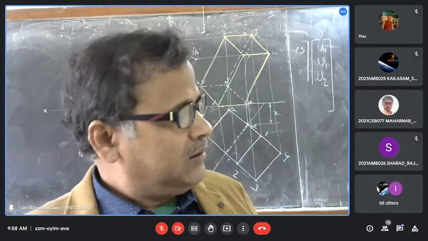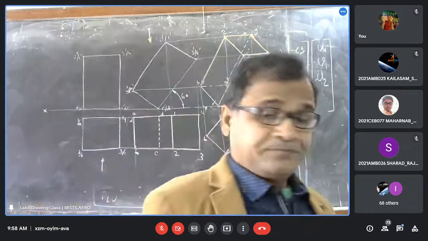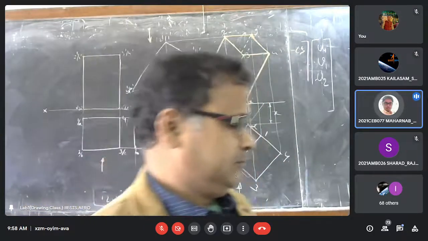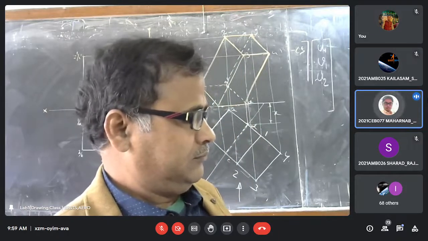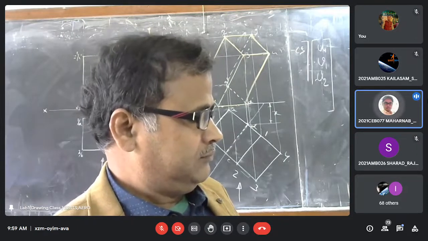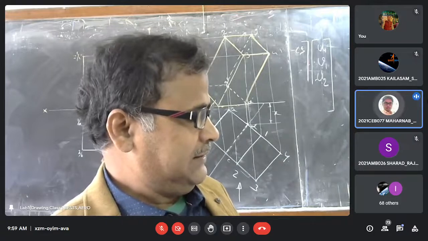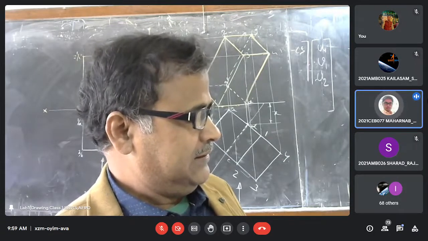Okay. Now, anybody can tell problem 3? A tetrahedron, length of edges 50 millimeter, rests on the horizontal plane with one of its faces, one of its edges making an angle of 30 degree with the vertical plane. Draw the plan and elevation of the solid when the nearest point is 10 millimeter in front of the vertical plane.